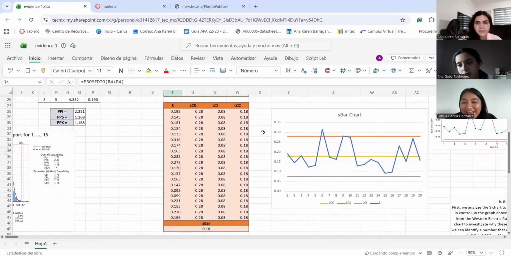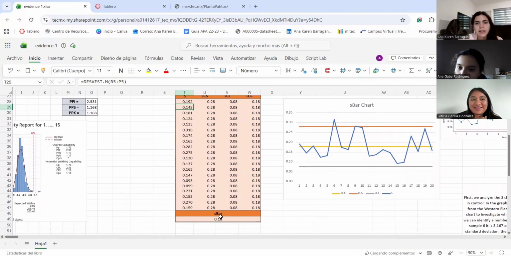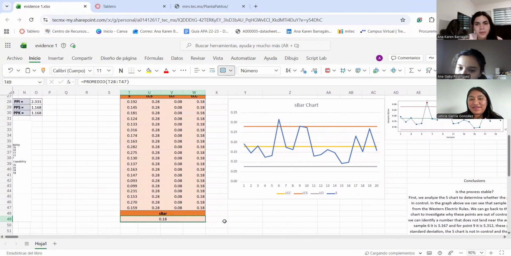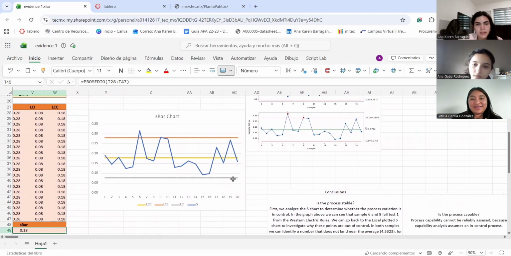For the S chart it's kind of the same as the X bar, but in that table we also have to use other constants. Wasn't S for standard deviation? Yes, it's the standard deviation of all the data, of those samples, and then S bar is the average of that. The S bar is the average of all the standard deviations.